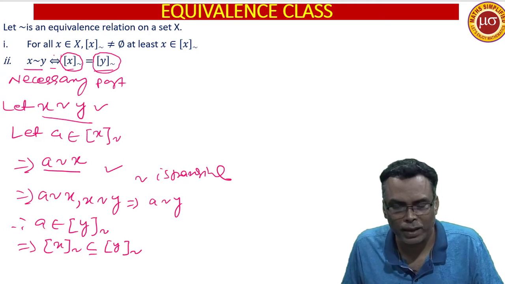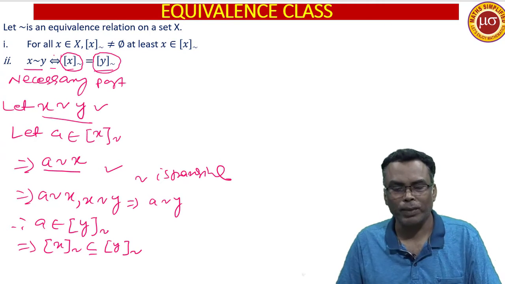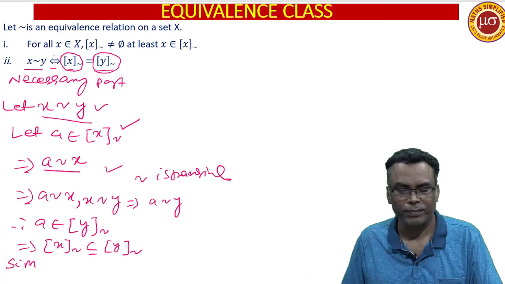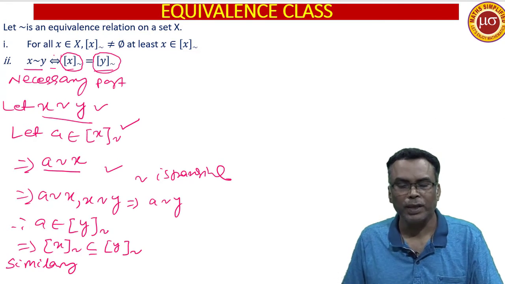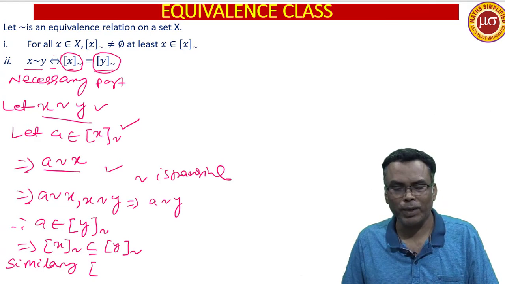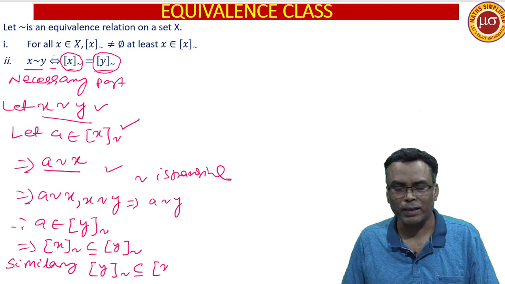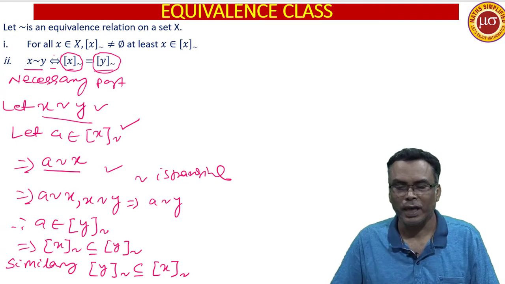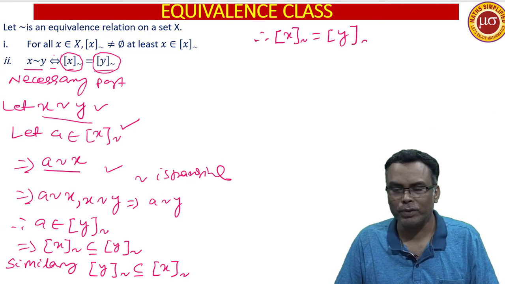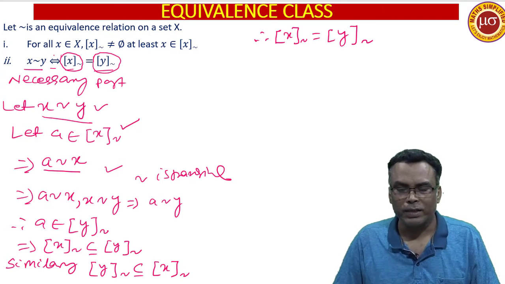Where did we begin? We begin from the equivalence class of x. So similarly, if we begin from the equivalence class of y, we will get the equivalence class of y is a subset of the equivalence class of x. Therefore, the equivalence class of x is equal to the equivalence class of y. Proved. It's the sufficient part.